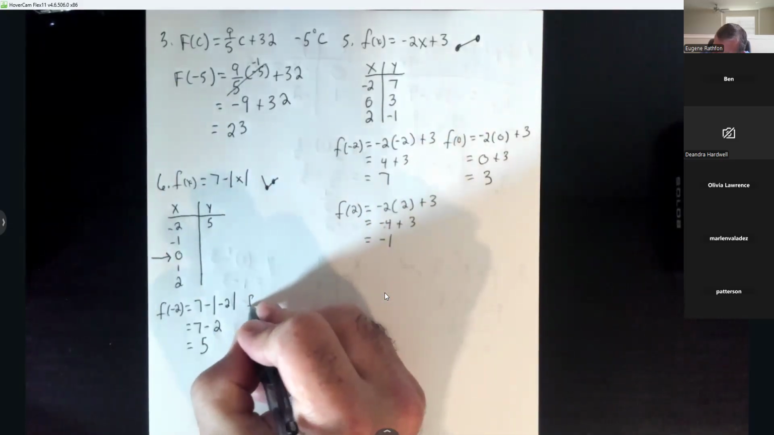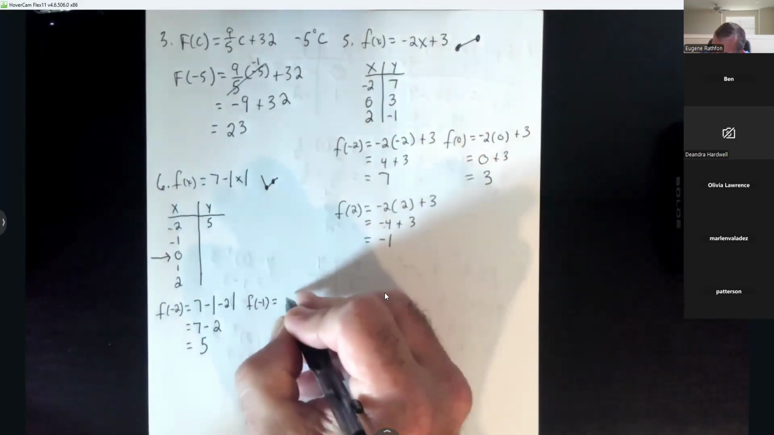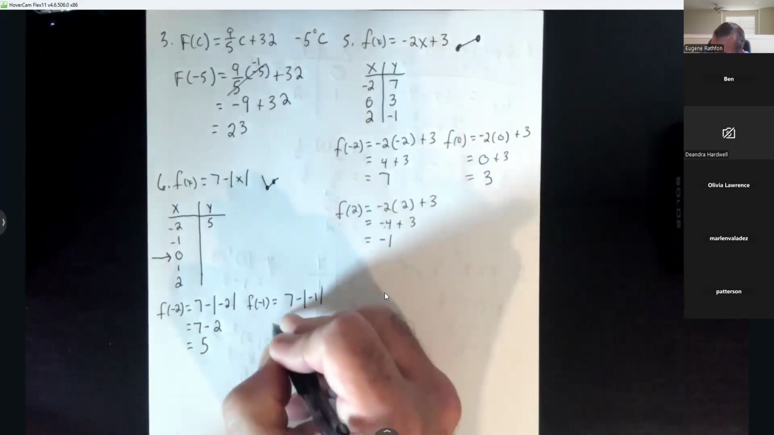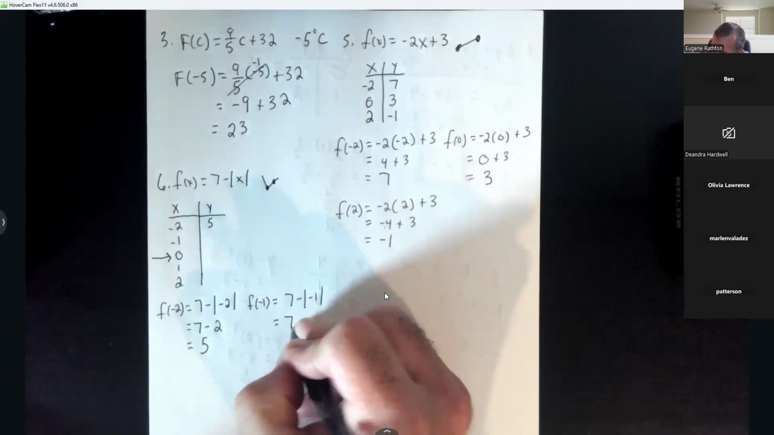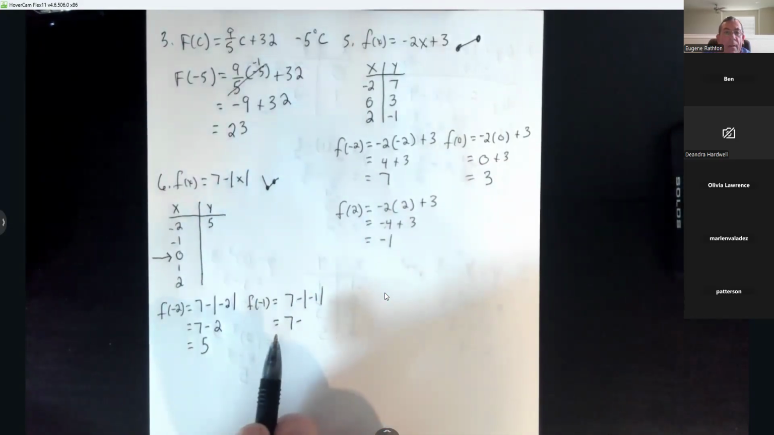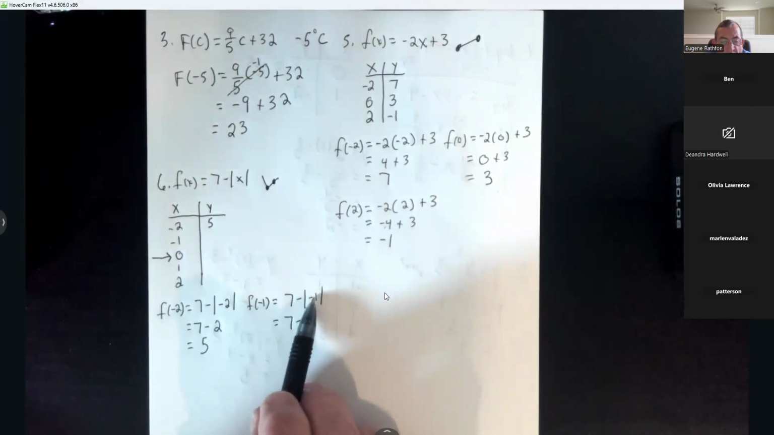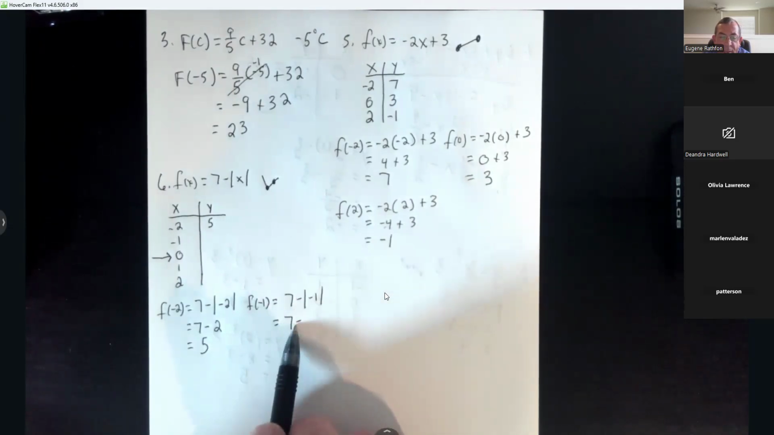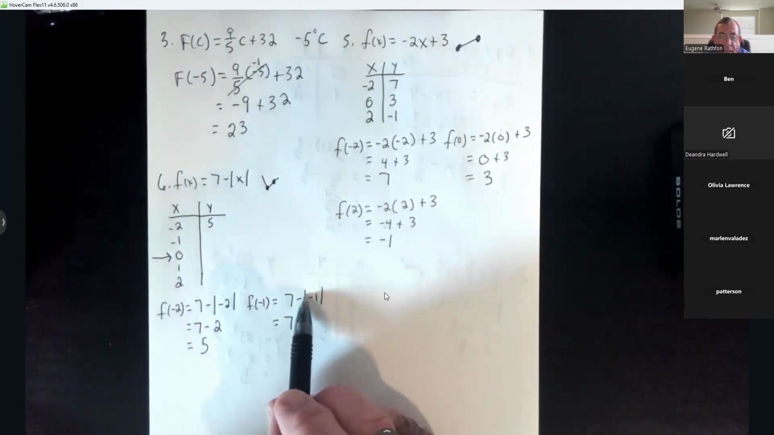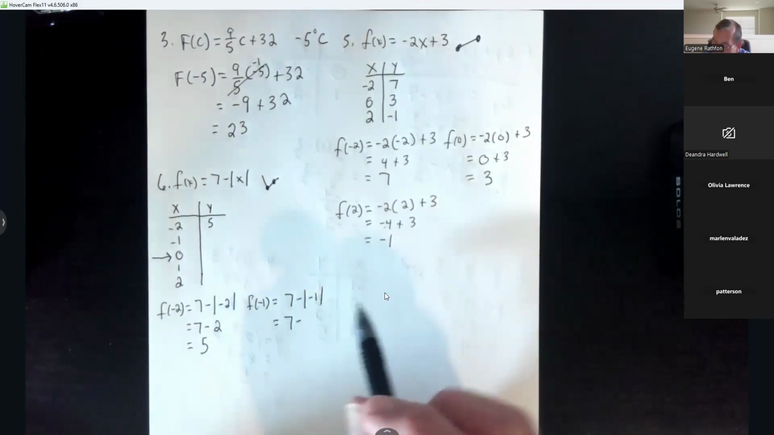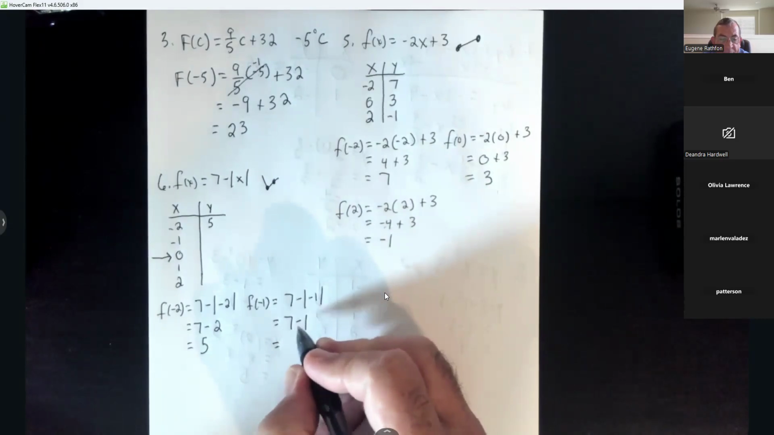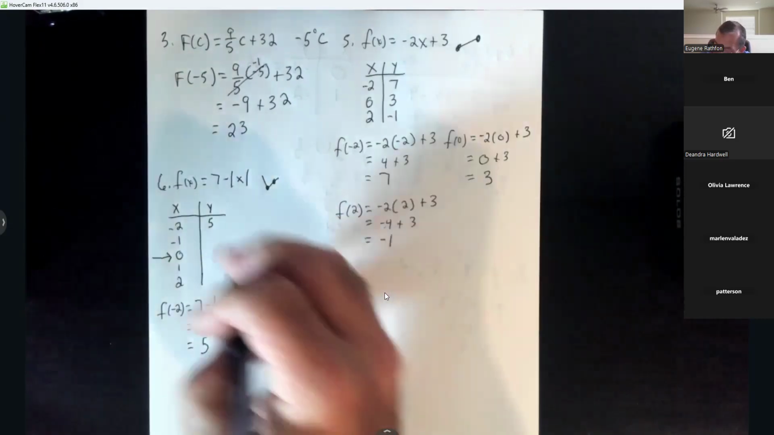f of negative 1 will equal 7 minus absolute value of negative 1. So bring down your 7 minus. Notice I'm not making these two negatives into a positive because of that absolute value, okay? So I'm bringing down the 7 and the minus. Then I'm taking the absolute value of negative 1, which is 1. So that gives you 7 minus 1, which is 6.